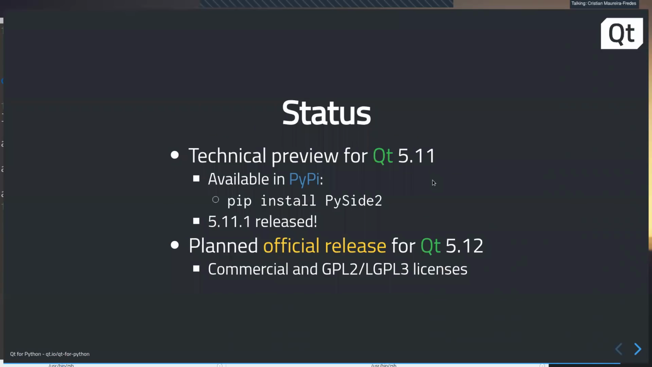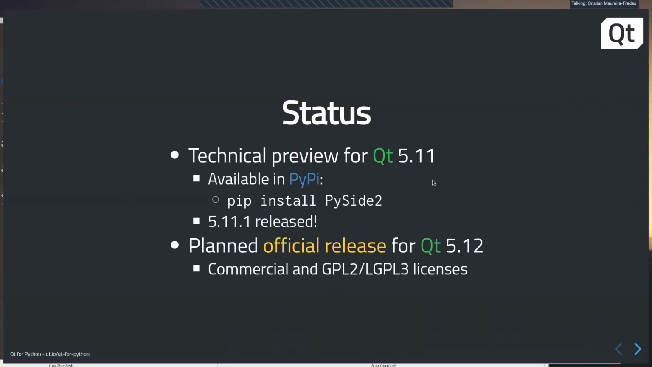So, just a brief overview of the status that we have. Qt for Python is now released under the technical preview tag. This means that we are still testing things out, but it's available to use from Qt servers. You can download the Python packages called wheels, or you can even install it simply by running pip install PySide2 on Windows, Mac, and Linux.